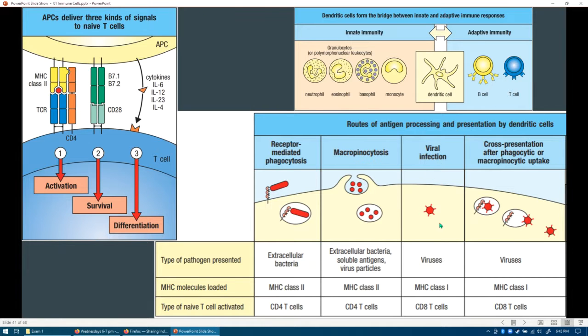If a dendritic cell is infected by a virus, those peptides from that virus are going to end up in MHC1, where they're going to get you a CD8 T cell binding to it. And then if the virus was taken up from the external environment, they can do cross-presentation, just like I said. They're the only cell that can load exogenous things into MHC1.